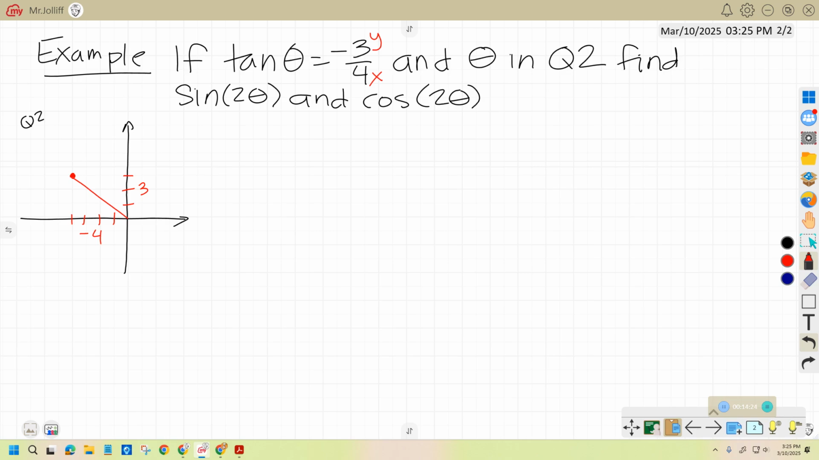That's what gives me tan of -3/4. I'm going to draw a right triangle. I'm going to drop a line down here. If this is 3, this is also 3. So I have the two legs of the triangle, horizontal and vertical leg. I need the hypotenuse. How can I figure out the hypotenuse if I know the legs?